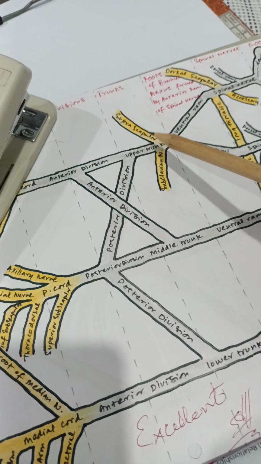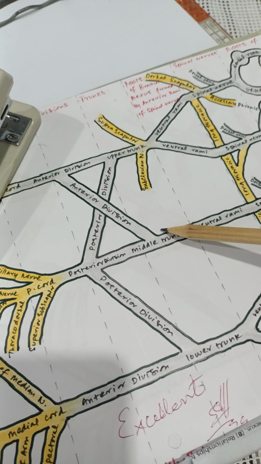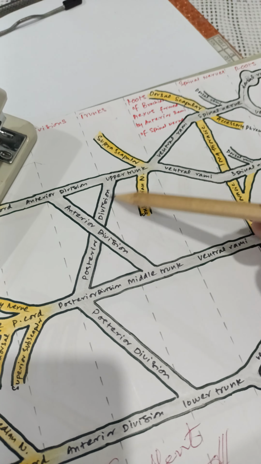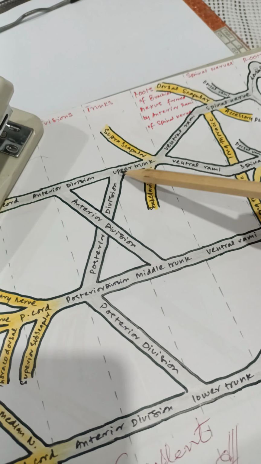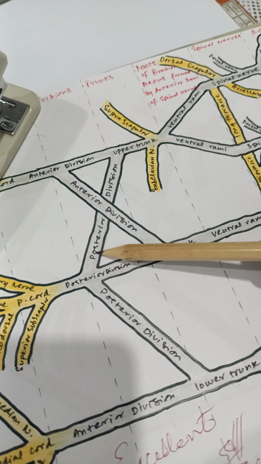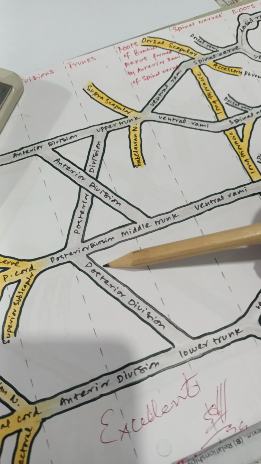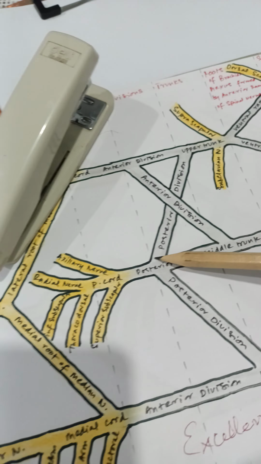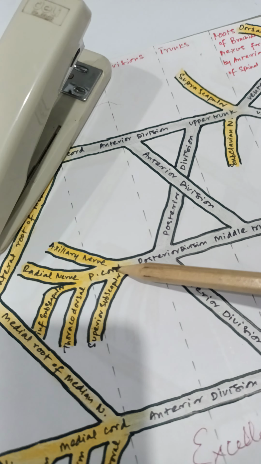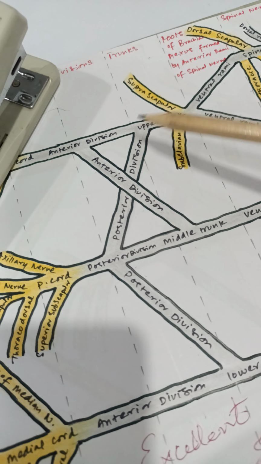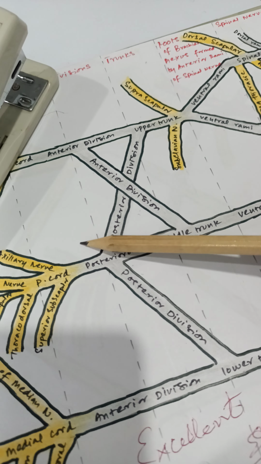Then we have divisions. Each trunk divides into 2 divisions, the anterior division and the posterior division. Here, diagrammatically, for convenience, we have drawn the posterior division of the lower trunk upper, because all the posterior divisions combine to form another structure called a cord, which is known as the posterior cord. So the posterior divisions of all 3 trunks, the upper, middle and lower, combine to form the posterior cord.